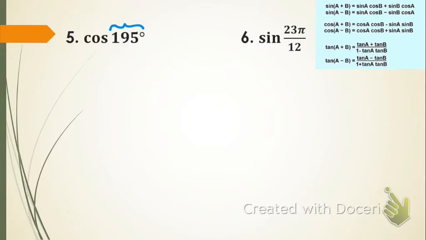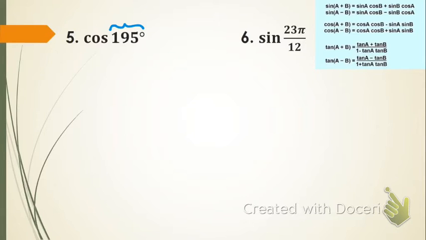Hardest part of this section is memorizing our addition and subtraction formulas. Second hardest part is just figuring out what values from the unit circle I can use to either add or subtract to get this angle.